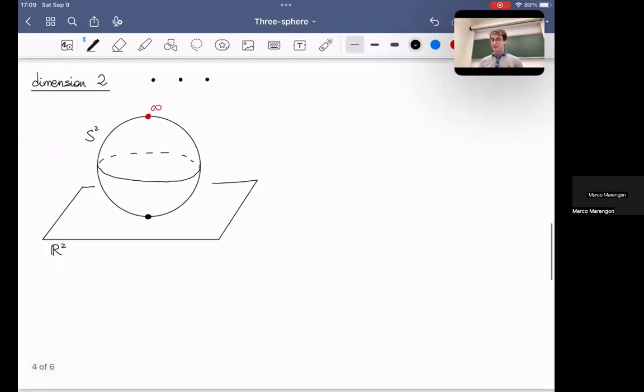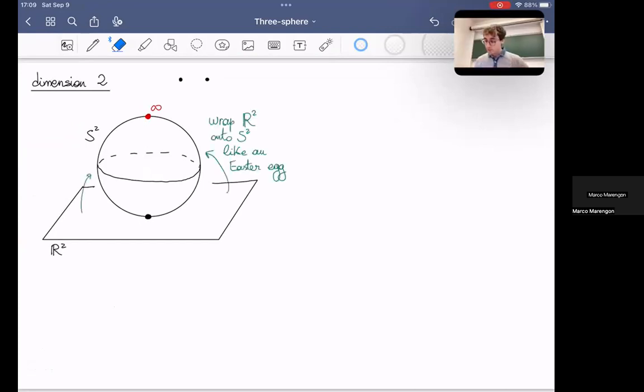The next slide is the same, but in dimension 2. So in dimension 2, we have a plane and the usual sphere. And again, we want to wrap the plane onto the sphere like an Easter egg. So the plane is the paper in which you're wrapping your Easter egg, and the sphere is the Easter egg itself. And you wrap the plane onto the sphere, again by leaving out one point, this point at infinity.